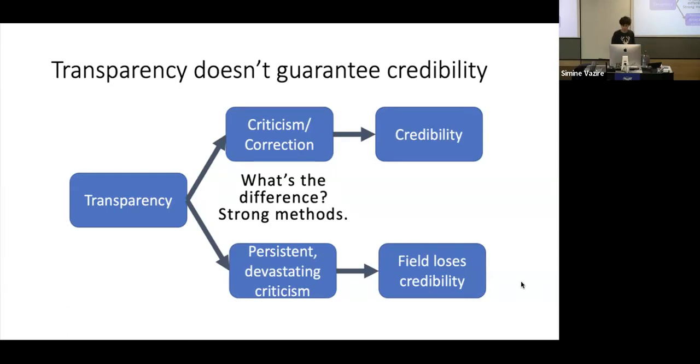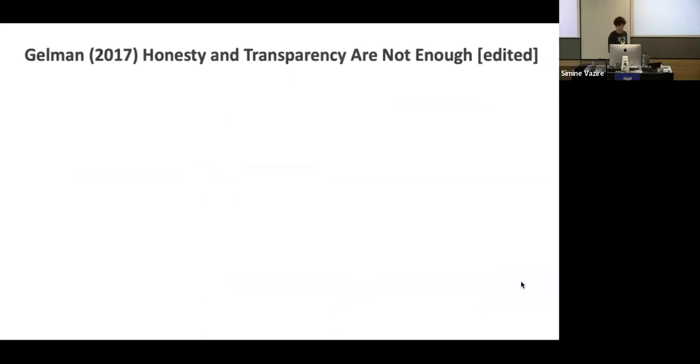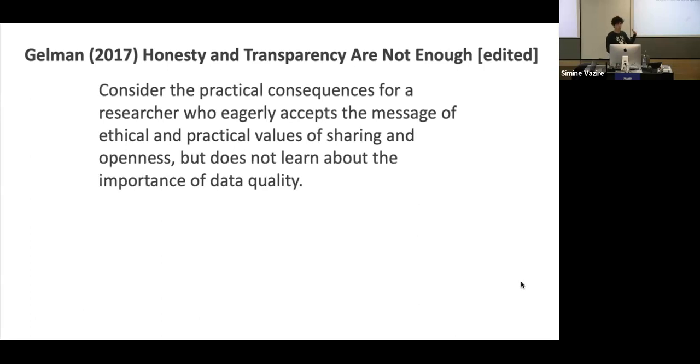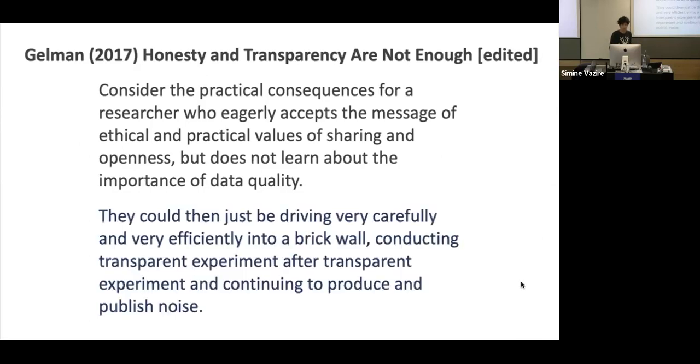Andrew Gelman has a nice 2-page paper called Honesty and Transparency Are Not Enough, where he says basically that we should consider the consequences of a researcher who eagerly accepts the message of ethical and practical values of sharing and openness, but does not learn about the importance of data quality, of doing things right. That researcher could then just be driving very carefully and very efficiently into a brick wall, conducting transparent experiment after transparent experiment, but continuing to produce and publish noise.